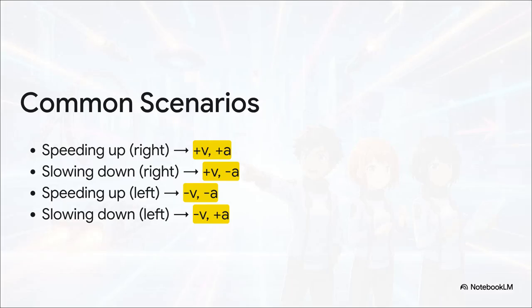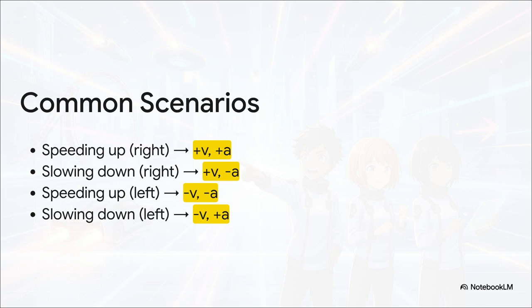Okay, let's walk through a few scenarios because this is super important. Say you're moving to the right. We'll call that positive velocity. If you also accelerate to the right, you speed up. Simple enough. But what if you're moving right and accelerating to the left? That's negative acceleration. You slow down.